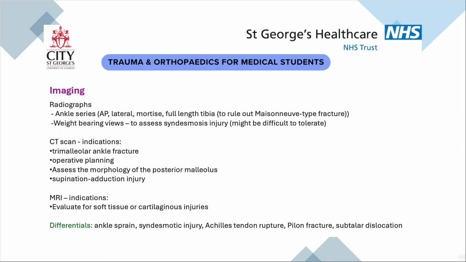Imaging is usually in the form of X-rays, and there is an ankle series, and you should certainly consider a full-length tibial view to look at the knee joint for the Maisonneuve injuries. In the less acute setting, you may want to do a weight-bearing view to look at instability. CT scans are sometimes required if you want to look at the joint surface itself, and occasionally MRIs, but these are a little bit more specific.